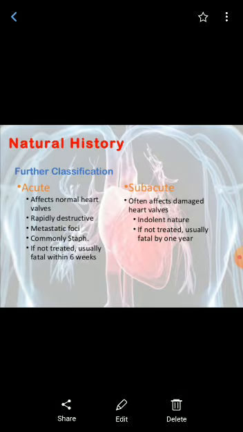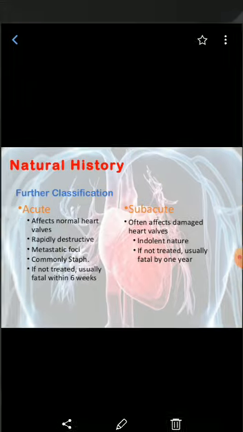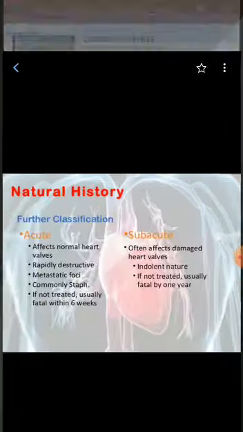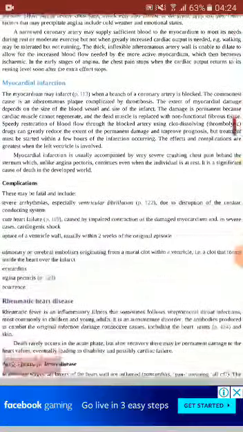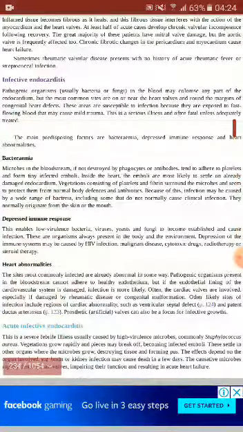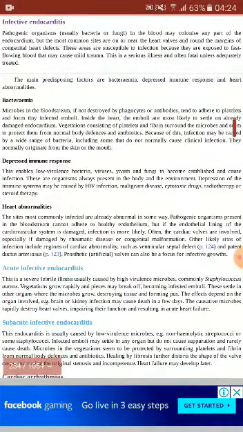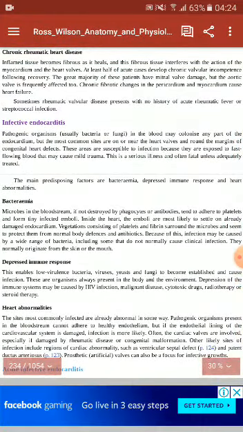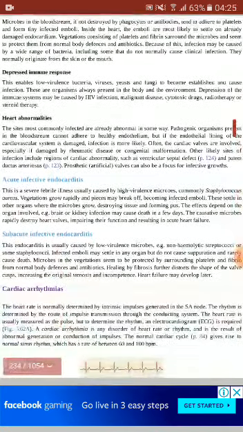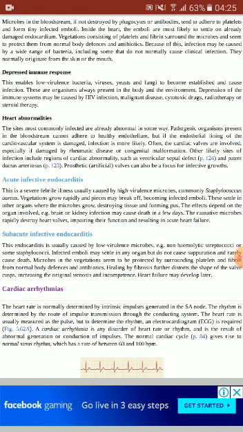So this is all about today's lecture. You can see in your book as well that the predisposing factors for infective endocarditis are bacteremia, a depressed immune system, or heart abnormalities, and that would further lead to the acute and subacute subtypes of infective endocarditis.